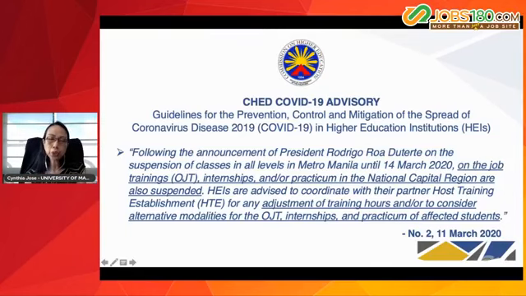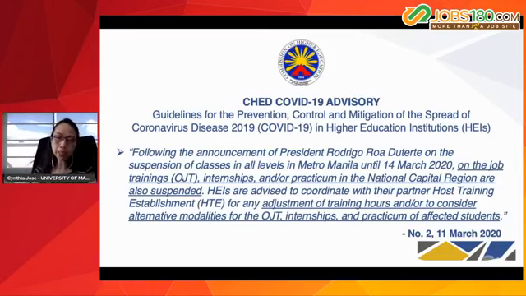CHED actually issued a series of, they call it COVID-19 advisory. They entitled it Guidelines for the Prevention, Control, and Mitigation of the Spread of COVID-19 in HEI. They issued a series of advisories from February up to May of last year. The first one was really a warning, because by that time it was building up, people were getting scared, and slowly there were deaths and the cases were increasing.